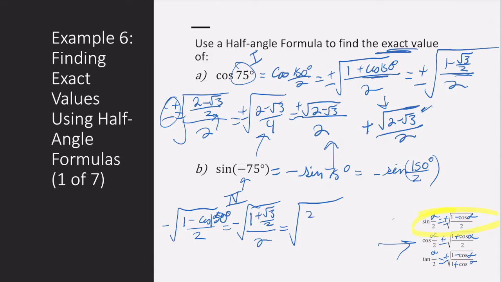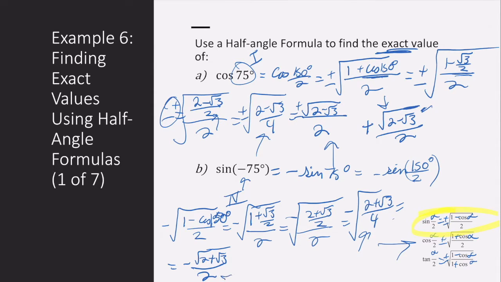We're going to add my numerator, so I have 2 plus the square root of 3 over 2 divided by 2. I have the square root of 2 plus the square root of 3 over 4, but it's negative. Don't forget the negative. And then we take the square root of our numerator and our denominator. So I have negative square root of 2 plus the square root of 3, all that's under the radical, divided by 2, because the square root of 4 is 2.